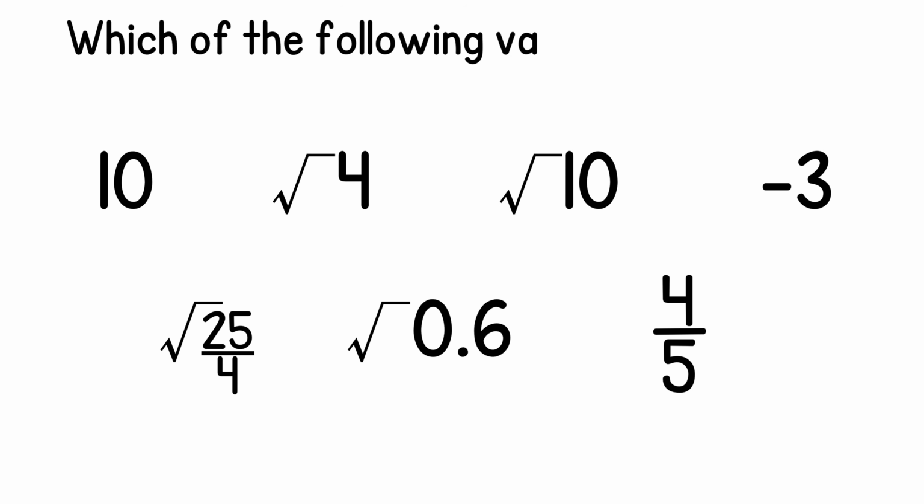In this example, we're going to decide which of the following are rational numbers. Let's start by identifying any fractions we have, since all fractions are considered rational. The only fraction we have is 4/5, so we'll mark this off as rational.